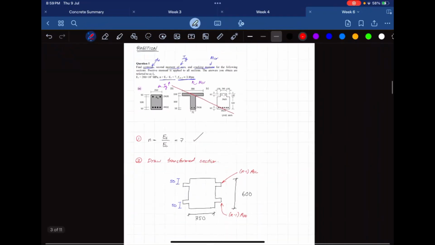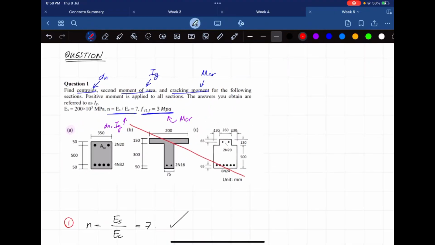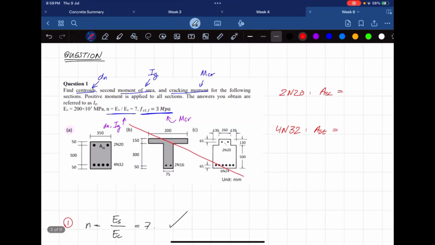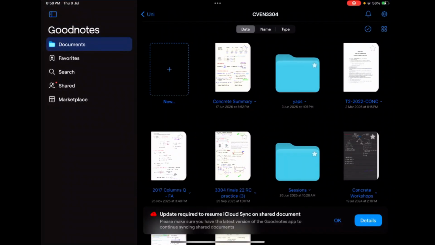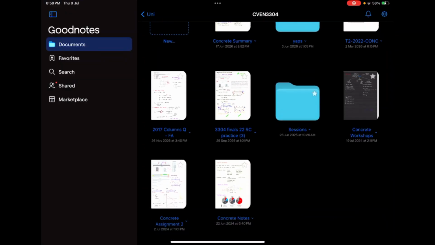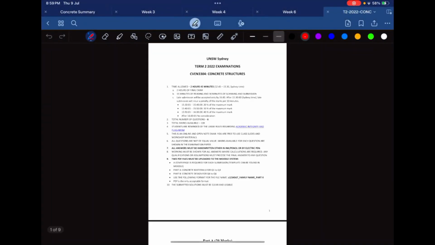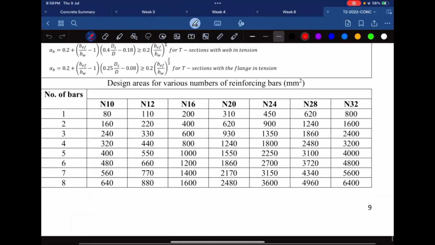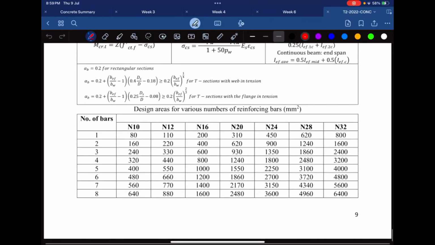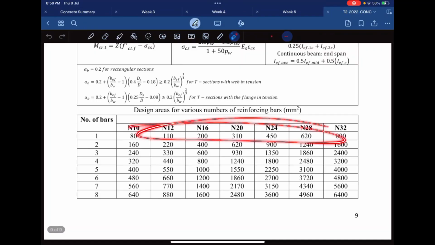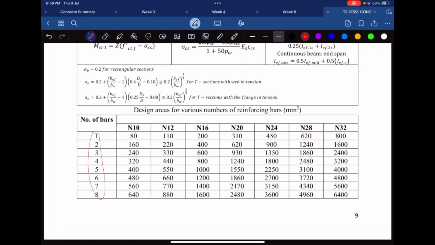What I should have actually done was figure out what Asc and Ast were first. We have 2N20, therefore our Asc is equal to something. 4N32, Ast is equal to something. So what I'm going to do is go to finals. In the past papers, they give you the formula sheet, which at the bottom gives you your nominal bar diameter and the number of bars, which will correspond.